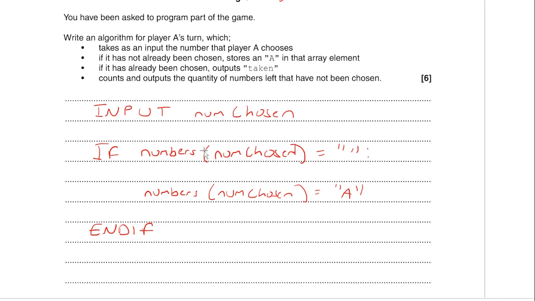So actually we can't put end if here, because the next point is that if it has already been chosen, it will output taken. So you need to do an else statement. Let's shift this down a little bit so we've got room for else. So else, in any other case, if anything else is in this position of the array, it'll be a letter, ideally. Else output taken.